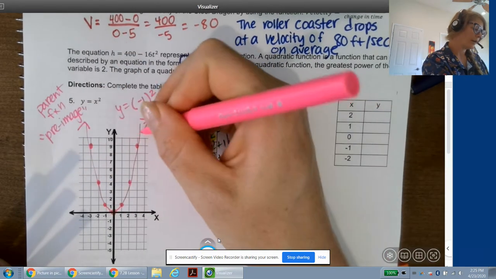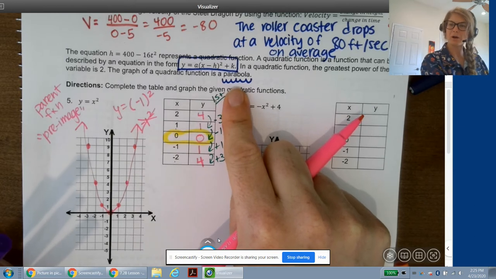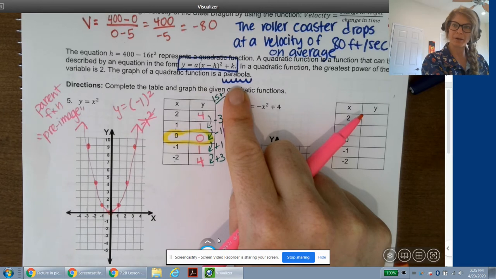And remember, the shape of a graph is called a parabola, which you can call a parabola if you want, just to help you remember how to spell it. Either one, doesn't matter.